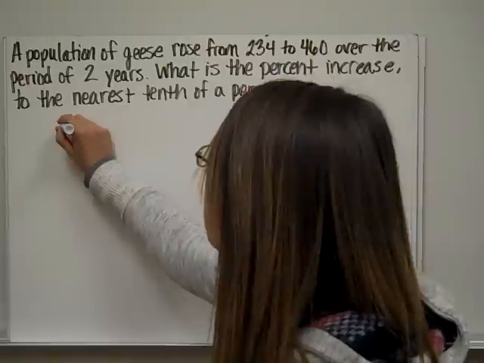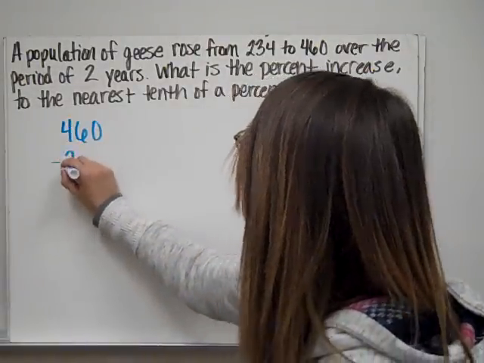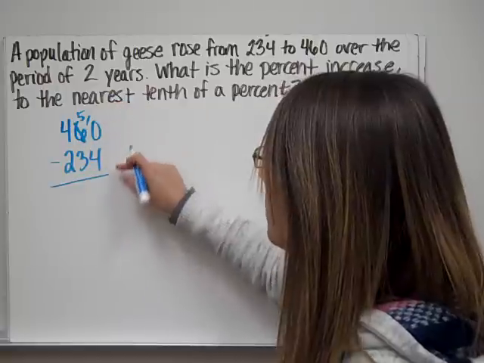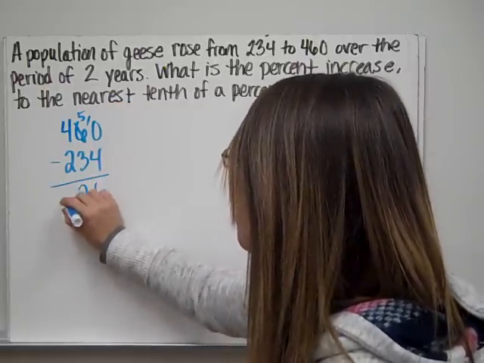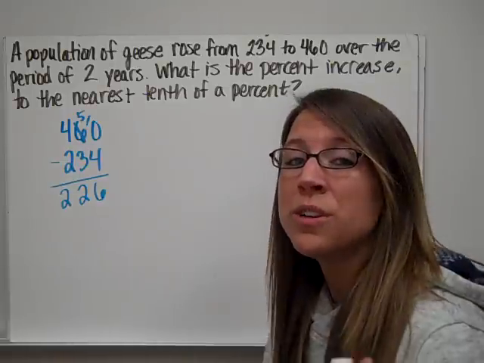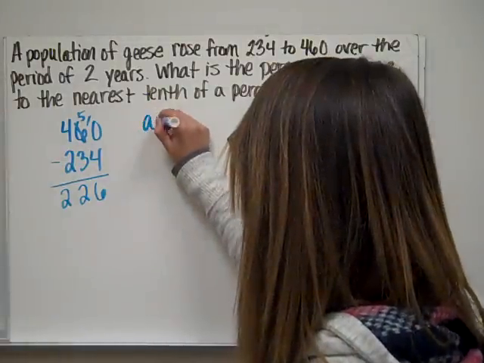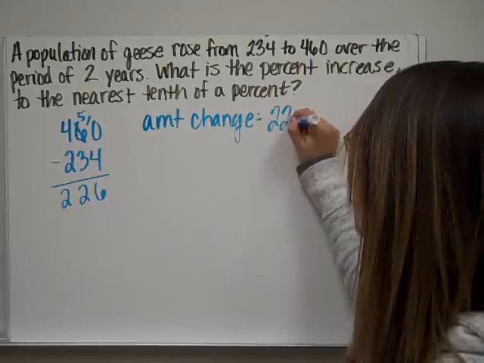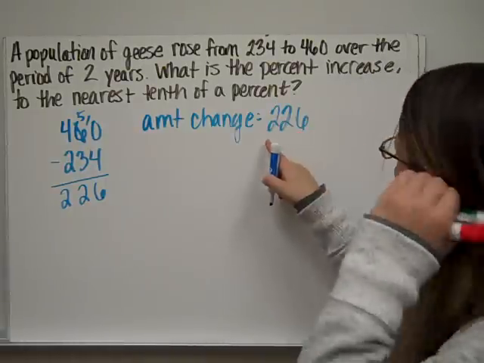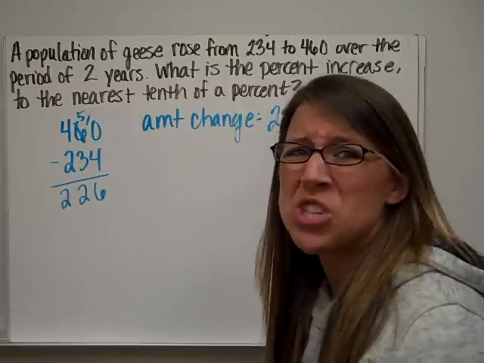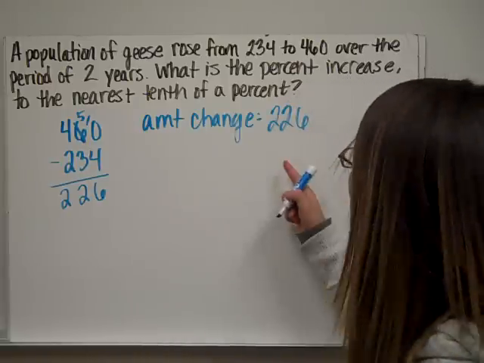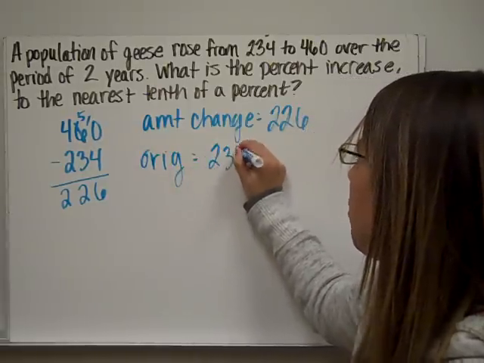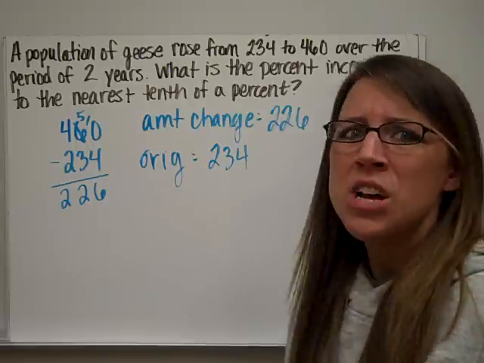So if I do that, that's going to be 460 minus 234. That's 5 there, 5 tens. 10 minus 4 is 6. That's 2. So it changed 226. I'm just going to label that on my paper because that helps me keep track of my thoughts. Now it changed 226 and it started at 234. What percent of 234 do you think 226 is?